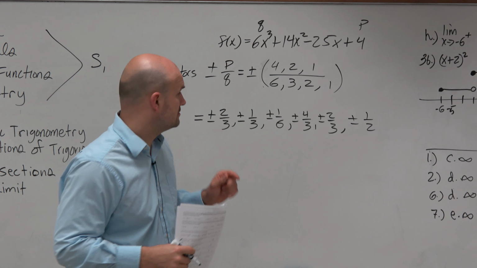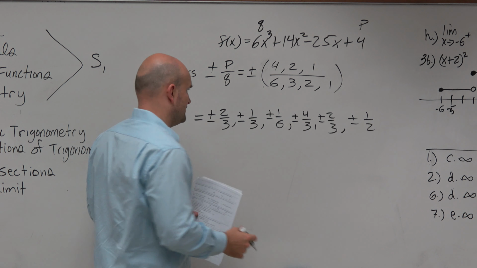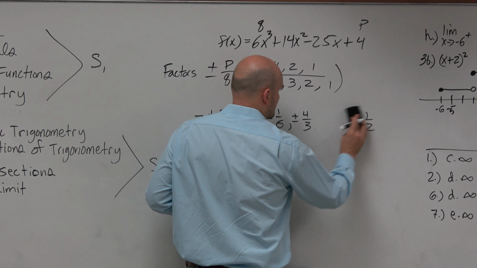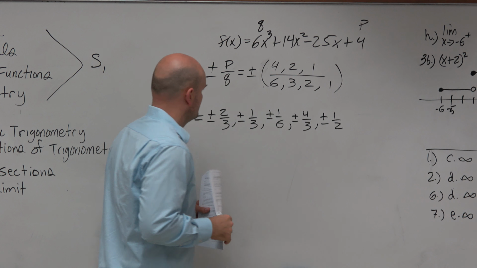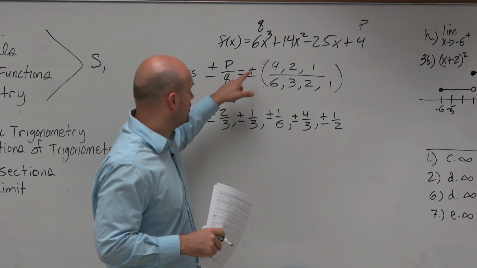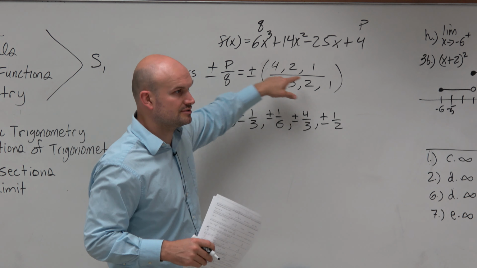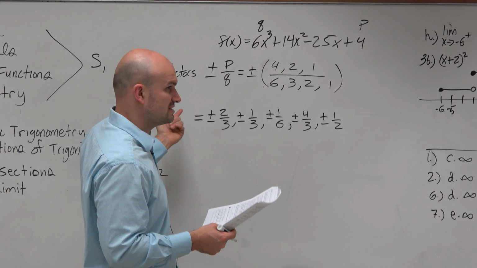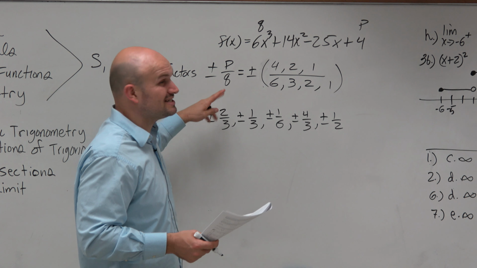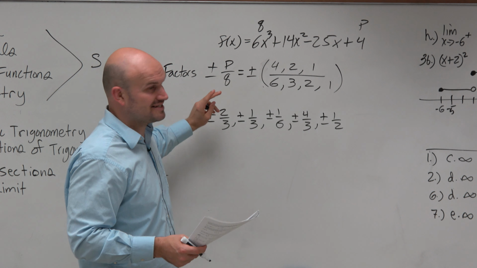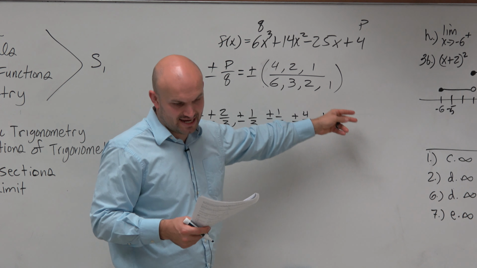Yes? You repeated 2 over 3. I did repeat 2 over 3. Thank you very much. So all you do is take every numerator and put it over each set of denominators. And then we just count, because that's what they're asking, how many. Well, actually, be careful. It's plus and minus, right? So 2, 4, 6, 8, 10.